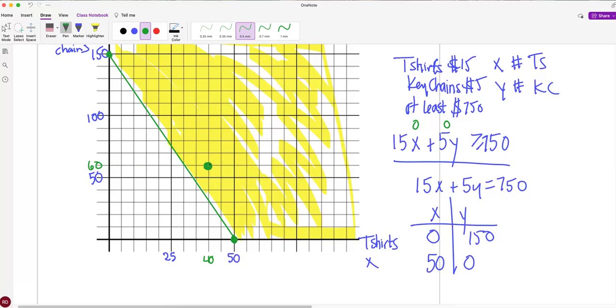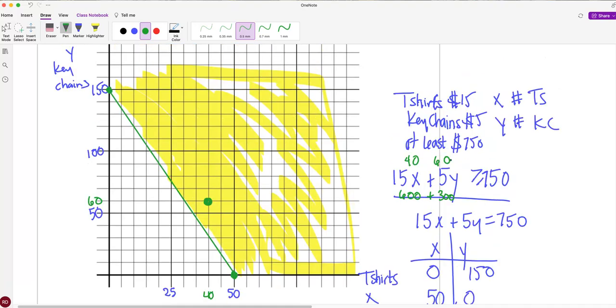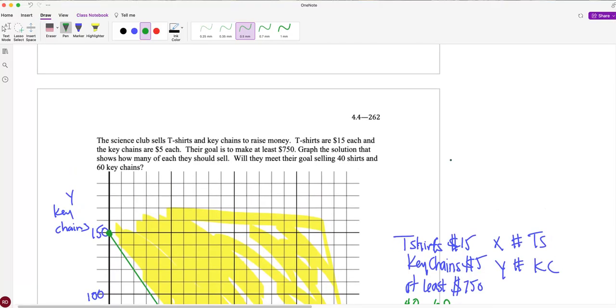The way I can verify it, I can plug in a 40 and a 60. So 15 times 40 is going to be 600, plus 5 times 60 is going to be 300. That's going to give me 900, which is greater than 750. So will they meet their goal doing this? Yes. Okay.